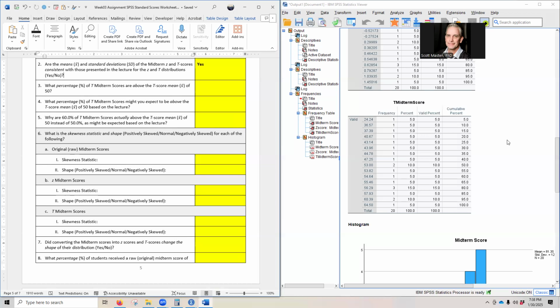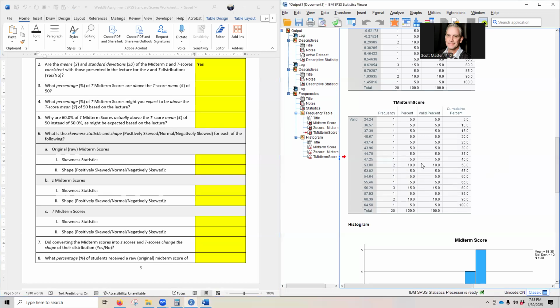The other way to do it, of course, is to say, okay, what percentage of scores are below the mean of 50 or lower? That's 40% using the cumulative percent. 40% of scores were 47.25 or lower. 100 minus that will get you what's above it. So hopefully this says 60.